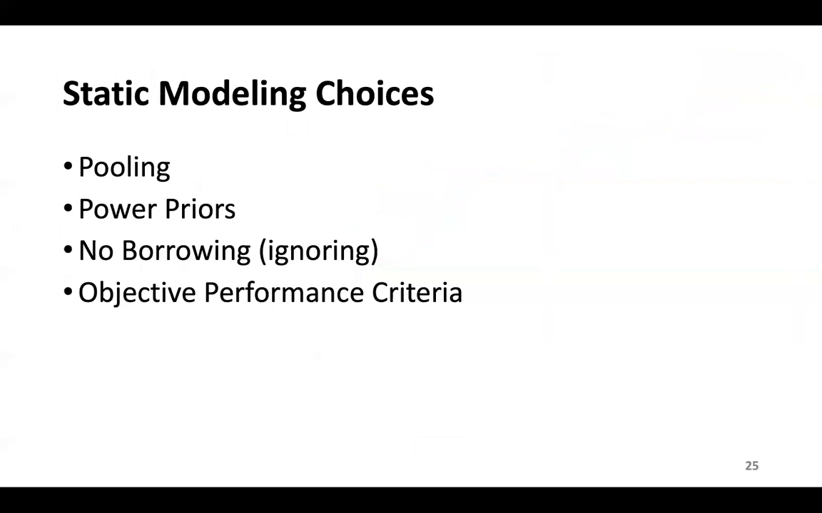So different static modeling choices. Pooling, you just blindly pool the data. You can use power priors, which discount the past data. But again, it's a static approach, and I walked through what that meant in terms of regardless of the new data, we're going to use some percent of the data. No borrowing is a static approach. Regardless of the new data, we're going to ignore the previous data. It's a choice in the setting.